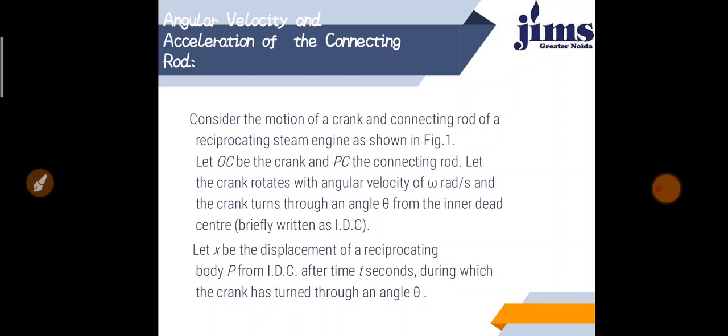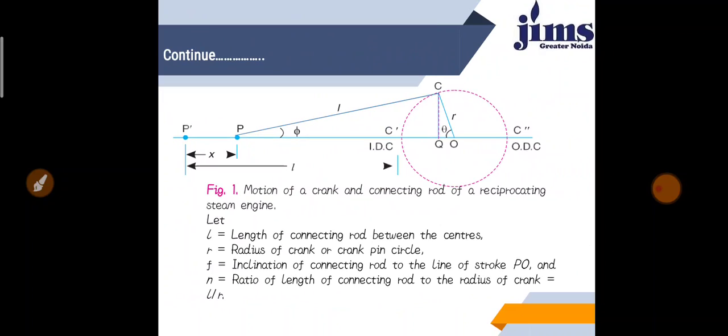The schematic diagram is the same for this topic as the previous one. I can show you the diagram again. This is a simple slider crank chain mechanism in which OC represents the crank and PC represents the connecting rod, and PO denotes the line of stroke. C dash represents the inner dead center. C double dash represents the outer dead center. Our crank is inclined at an angle theta, that is called the crank angle, and our connecting rod is inclined to the line of stroke at an angle phi.